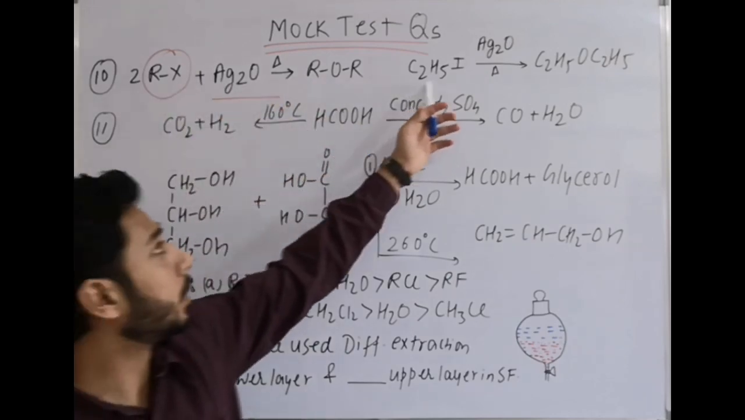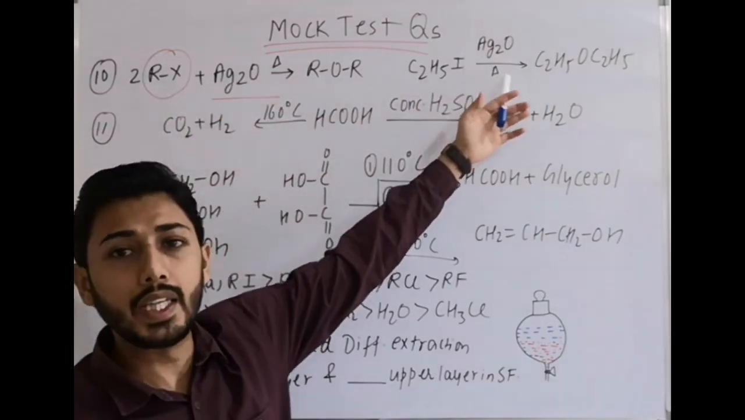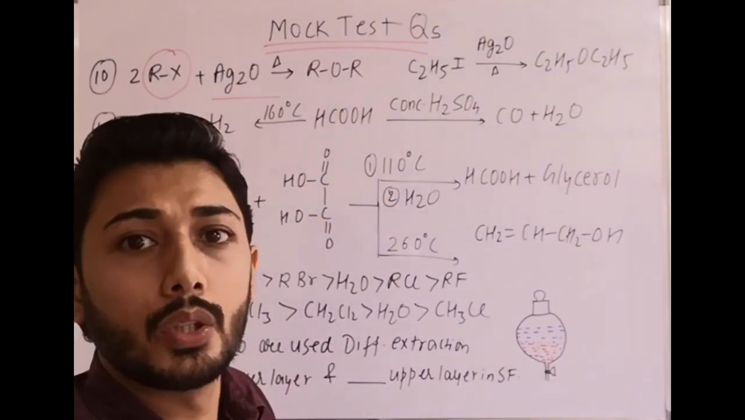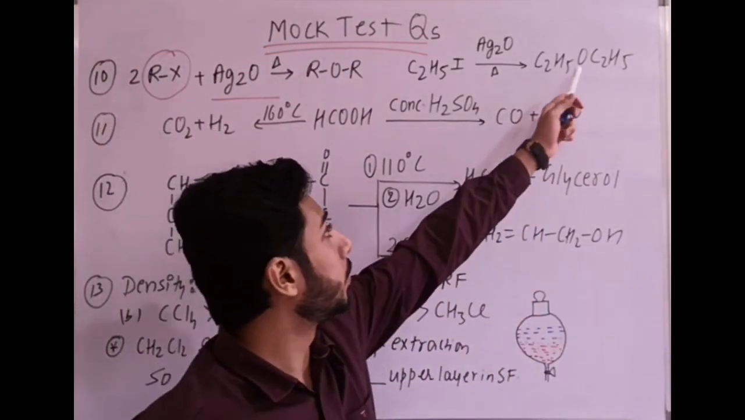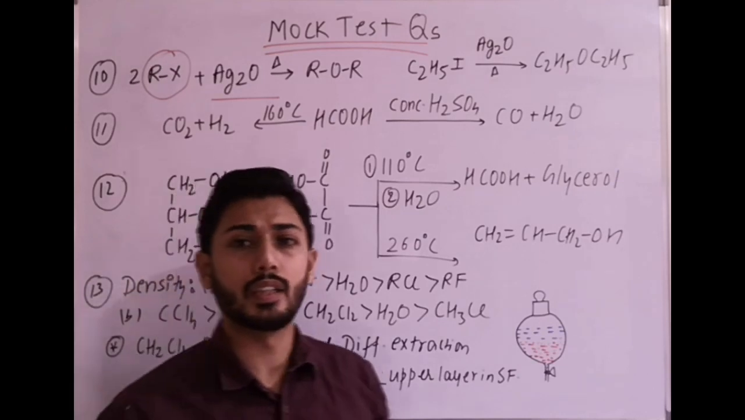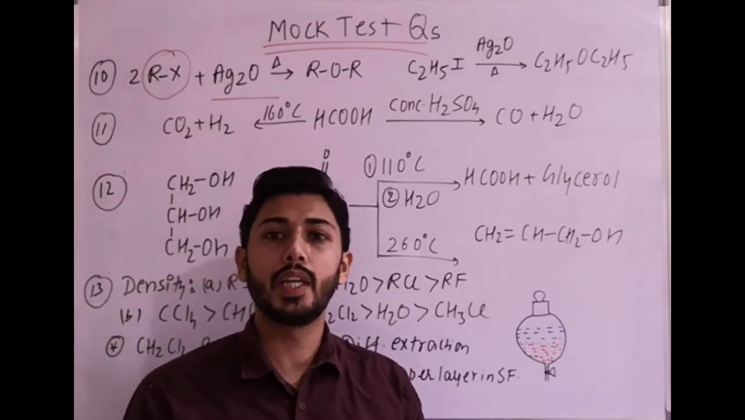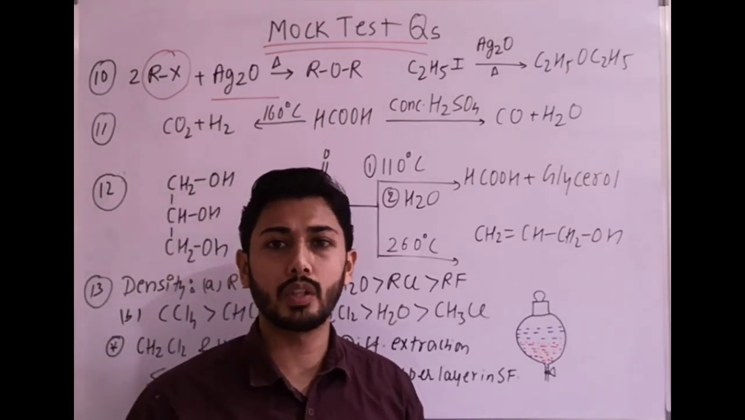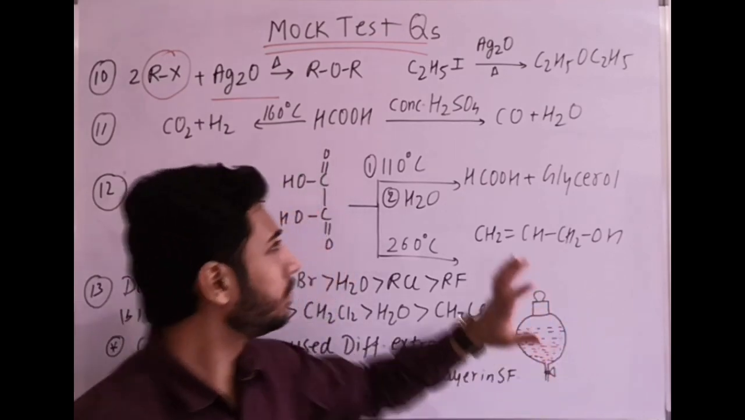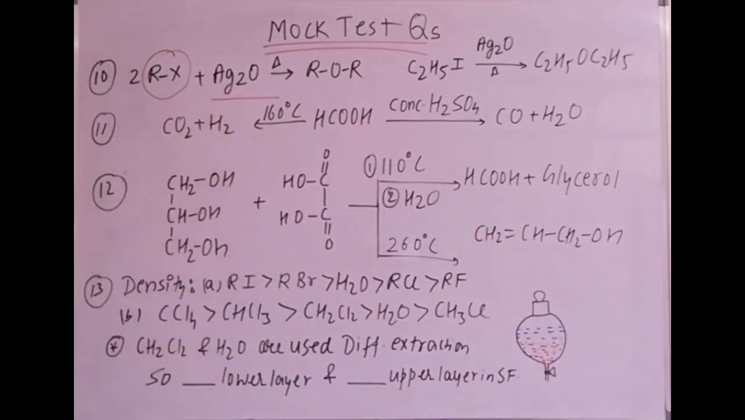For example, C2H5I with silver oxide on heating converts into C2H5OC2H5, that is diethyl ether. If we take a mixture of alkyl halides, we get a mixture of ethers as the product. So that you have already done. I have written it here just to remind you.